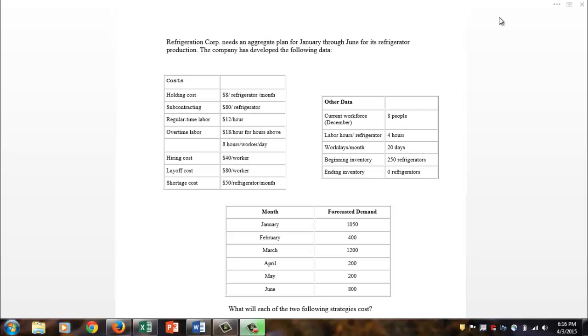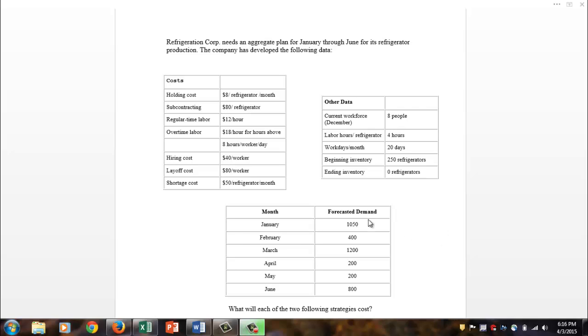Welcome back to our third and final Camtasia session on aggregate operations planning. We are going to move away from Deb and her problem and talk about refrigerators for a while. Again, refrigerators are a nice mass-produced product. It's pretty much standardized, and therefore you probably make things in advance for customers that are going to show up down the road. You need some sort of forecast.